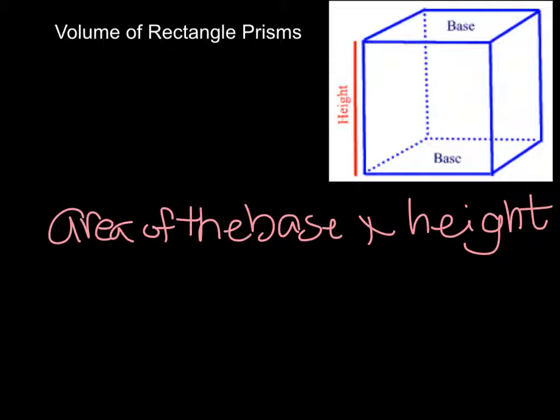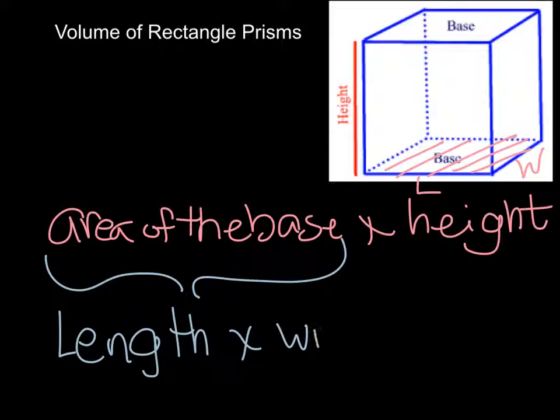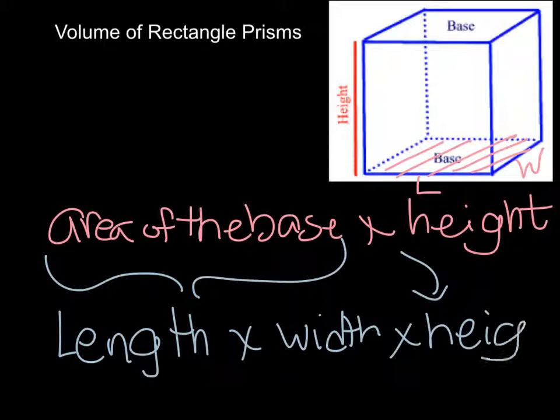Yeah, first we'd have to measure the length, this one here, and the width, and we would multiply that together to find this total area. So the area of the base, this part here, is length times width. And then if we just copy this down, times height. So those are the two different ways to write the formula.